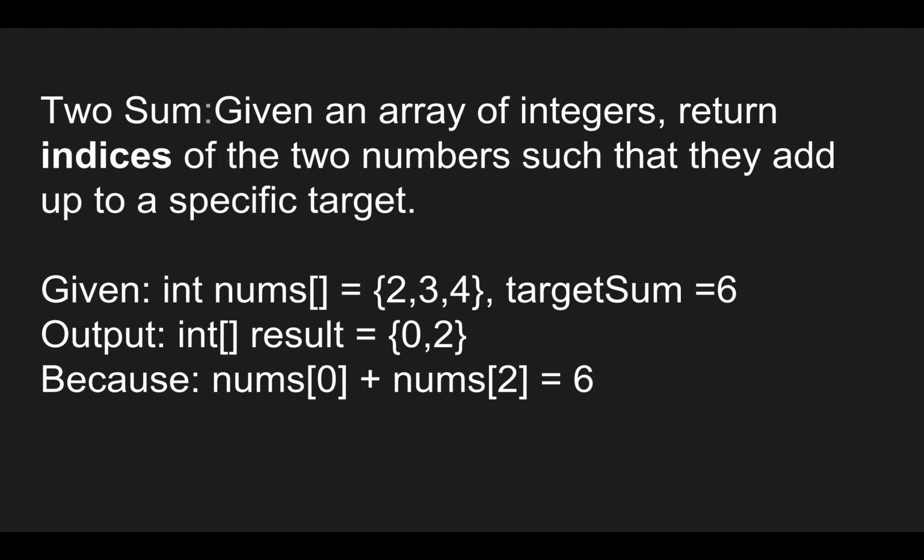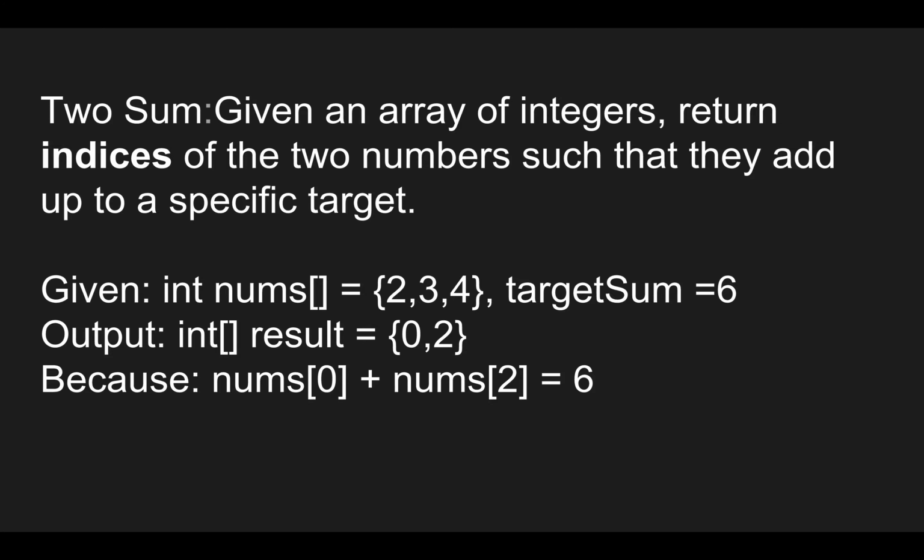What is it exactly? Given an array of integers, we have to return indices of the two numbers such that they add up to a specific given target. For example, we have this given integer array with values 2, 3, 4 and target sum 6. So what we are going to do is find two numbers such that they add up to the given target sum 6. In this particular example, we see that the 2 and 4 values result in 6. So their corresponding indices are 0, 2. Hence, we return the integer array with 0 and 2.